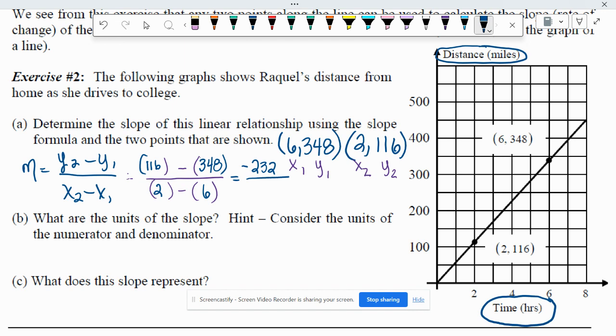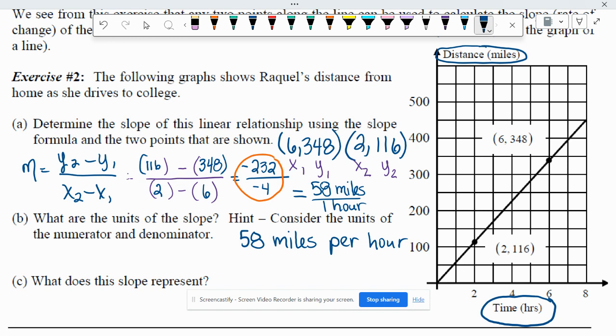What is 2 minus 6? It's negative 4. A negative divided by a negative is a positive. So when we simplify this, what is 232 divided by 4? 58. What is my unit in the top? Miles over 1 hour. 58 miles in 1 hour, or 58 miles per hour. So that's the slope of this linear relationship. What are the units? Well, I already wrote that down. 58 miles. I'm going to write it as per hour.